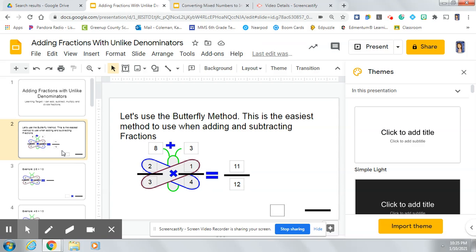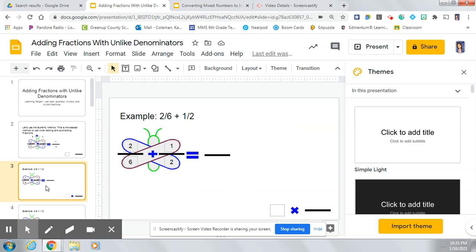No matter how you work this out, if you use the standard algorithm, if you use the butterfly method, if you use another method that you learned in elementary school, you would still get the same answer, 11 over 12. Okay? I have another example.